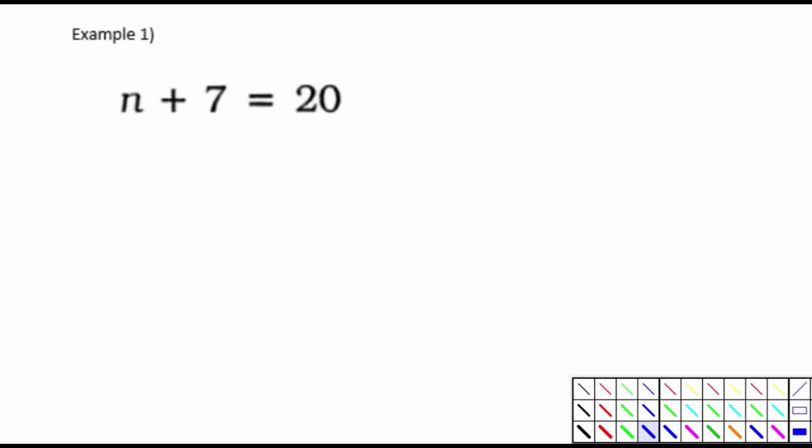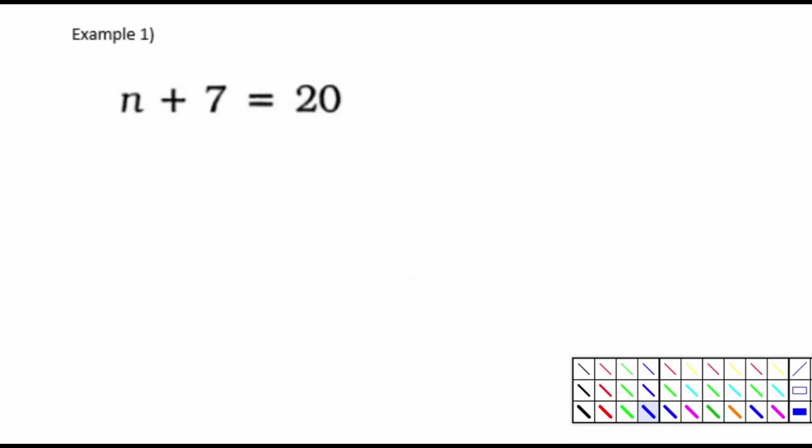What does this really say? This is like a question. So, a number plus 7 equals 20. So that means there's some number that if you add 7 to it, you will get 20. Well, we should know the answer is 13.